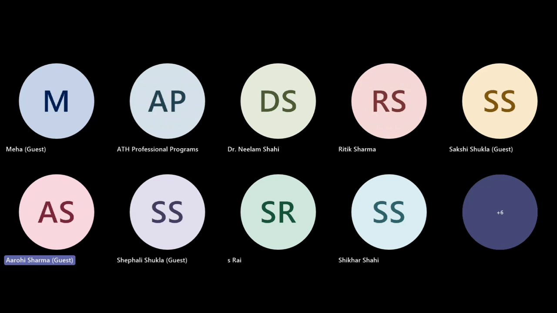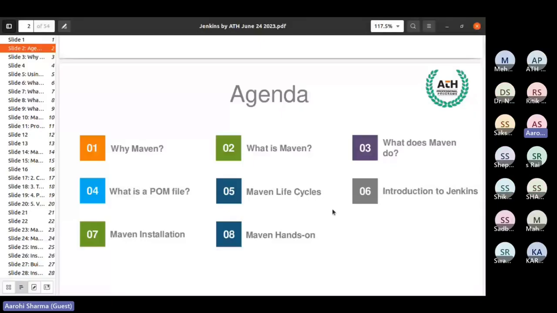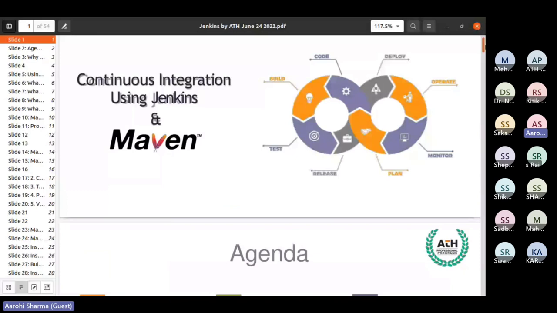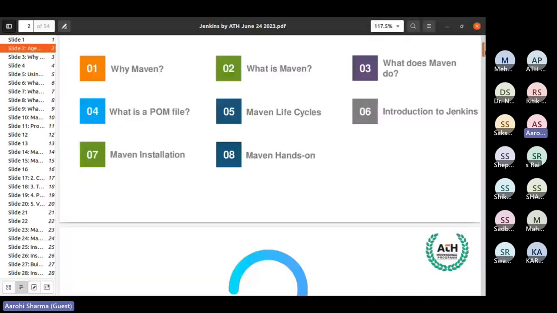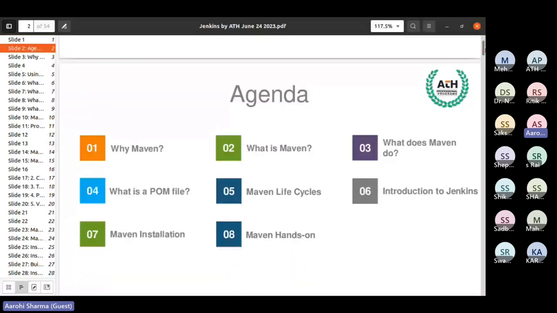Hi all. I'm going to share my screen with today's agenda. If you remember, yesterday we completed the Jenkins setup over the AWS VM. Today we'll start CI/CD using Maven. The agenda of the workshop is: we start with why we introduce Maven, what Maven is, and what Maven does. Then what the POM file is, and then we discuss Maven life cycles.